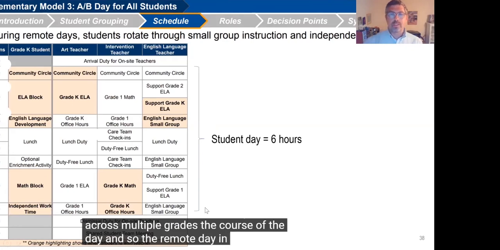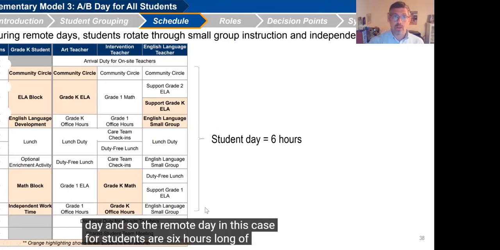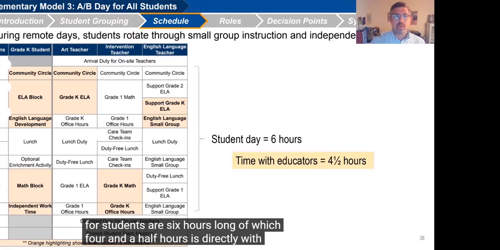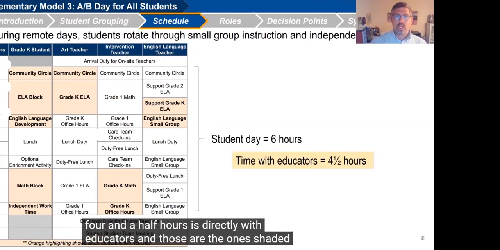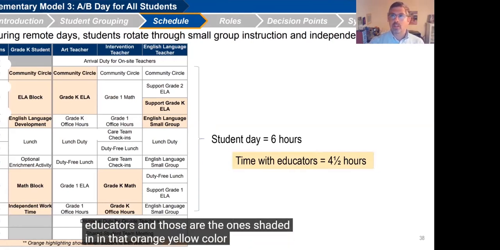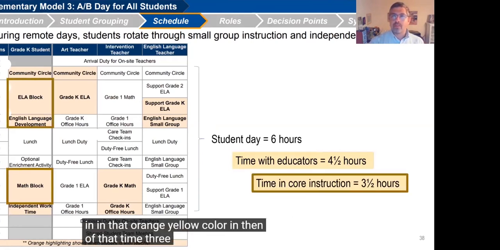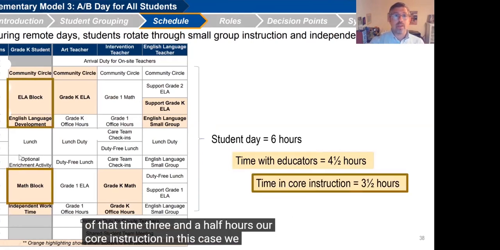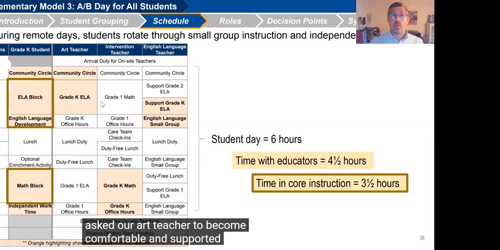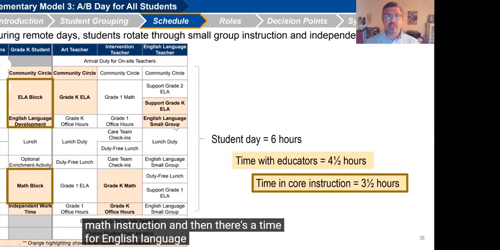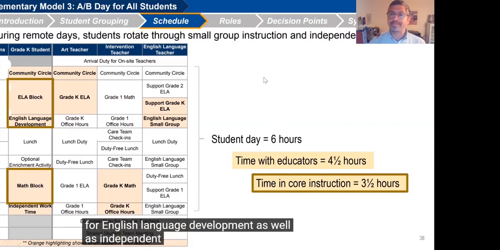And so the remote day in this case for students is 6 hours long, of which 4.5 hours is directly with educators. And those are the ones shaded in that orange, yellow color. And then of that time, 3.5 hours are core instruction. In this case, we have asked our art teacher to become comfortable and supported to deliver ELA instruction over the course of the day. And our interventionist is focusing on math instruction. And then there's time for English language development as well as independent time.